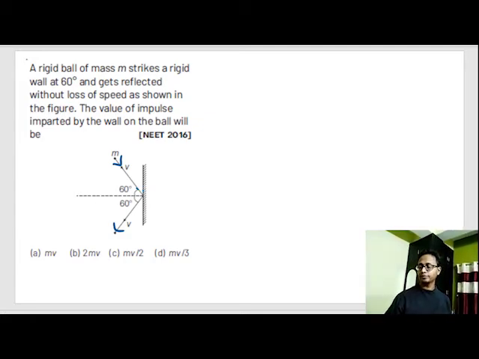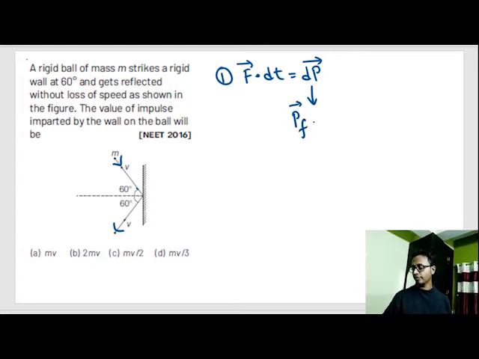Now let's see, they are asking us to find the impulse applied by the wall on that ball. Impulse is nothing but force applied for a very small time. Numerically, we'll solve that as dp, or change in momentum. Change in momentum is nothing but final momentum minus initial momentum.